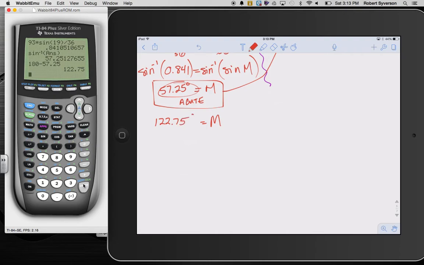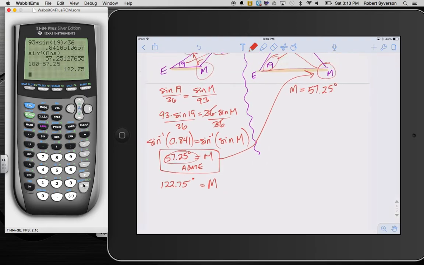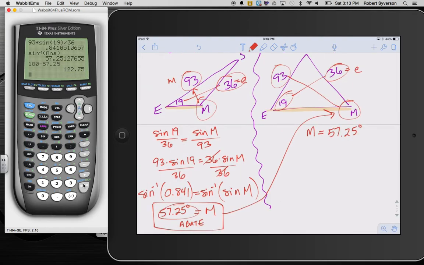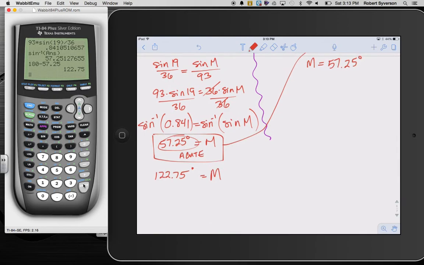122.75. There we go. That is the measure of angle M on this side. Okay, so we're not left out to dry. We have our obtuse angle, we have our acute angle, so we're good to go still. It's just the one I found fits better on the right-hand picture than on the left-hand picture. So now I'll find angle S.